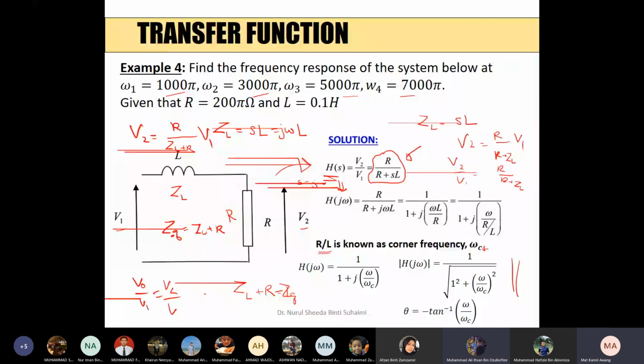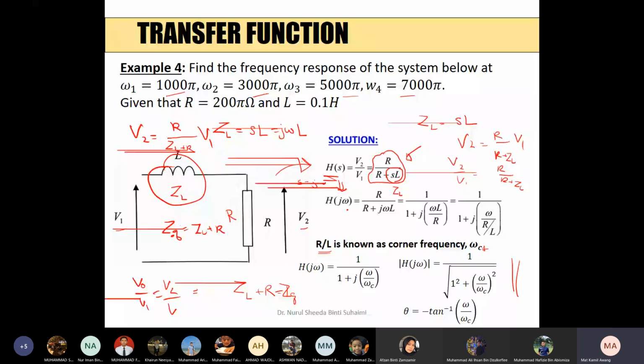So V2 over V1, you get this R over R plus SL. This part is actually ZL, the impedance of that. Then this is in S domain, so you convert into J omega domain by changing S to J omega. So you get this.